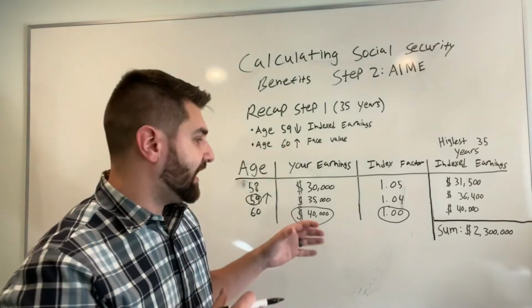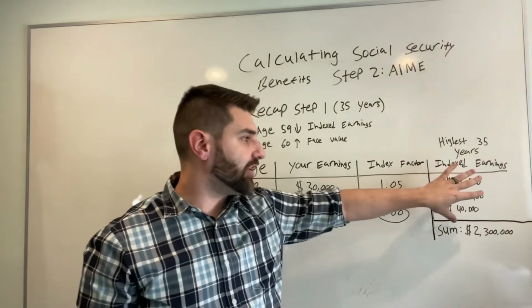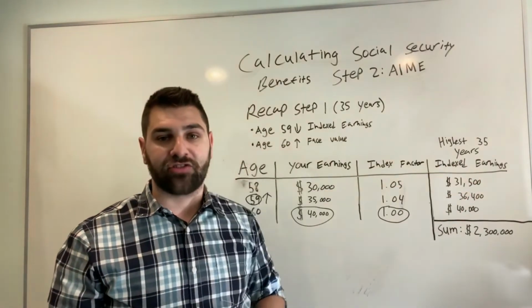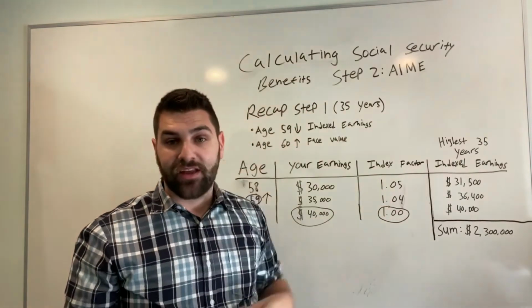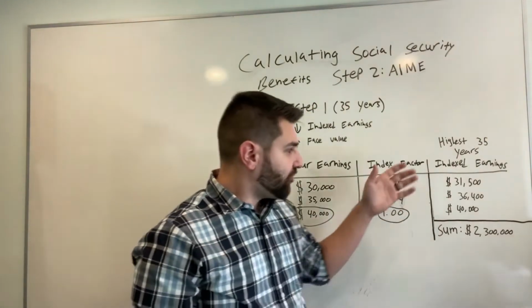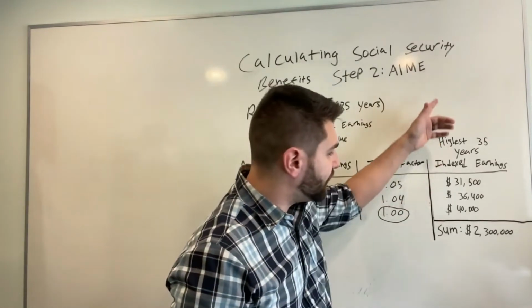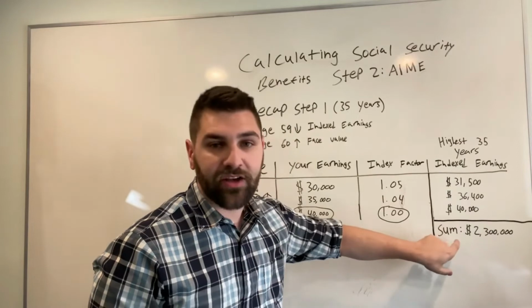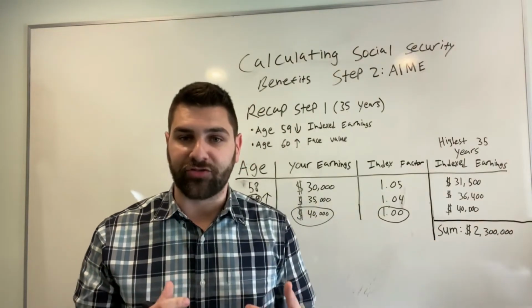So again, we started with Step 1, which was understanding which years count in the highest 35 years of indexed earnings. And now the second part here is understanding what AIM is and how to get there. So once you have all the highest 35 years of indexed earnings, that's going to be all the way in this chart here, and there's going to be a sum amount. Now, the sum amount is the total of the highest 35 years of indexed earnings.